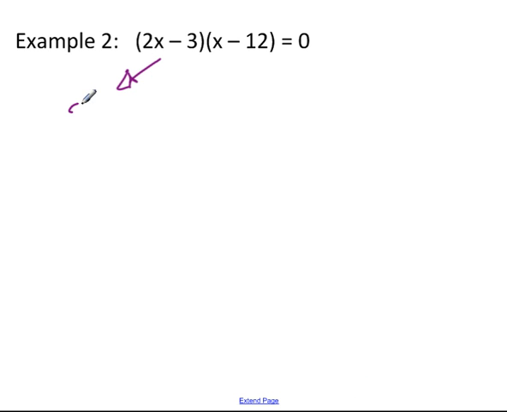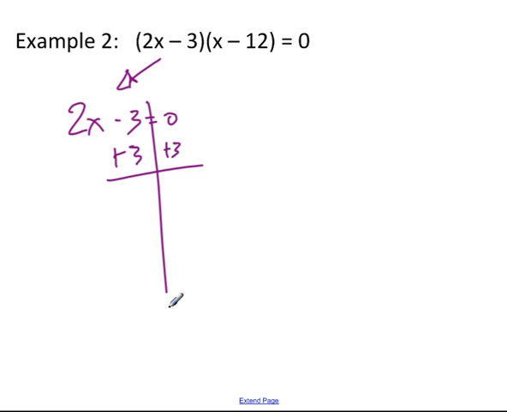So let's check it out. 2x minus 3. Put that equal to 0. I'm going to add 3 to both sides. Gives me 3 over here. 2x equal to 3. Divide by 2, divide by 2. And x equals 3 halves.